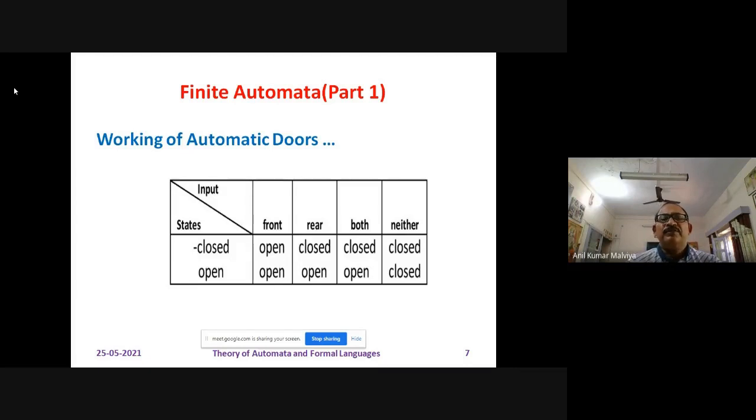Next tuple is the initial state. Here you can see the closed state. Next tuple is a final state. Here you can see the open. When you are able to design or understand any real world or software system with the help of 5 tuples, that is an example of a finite automata.